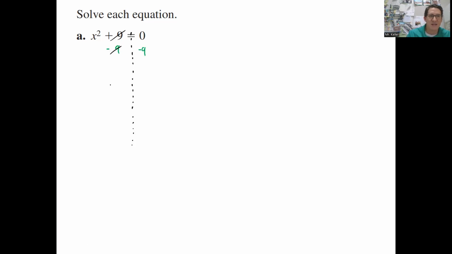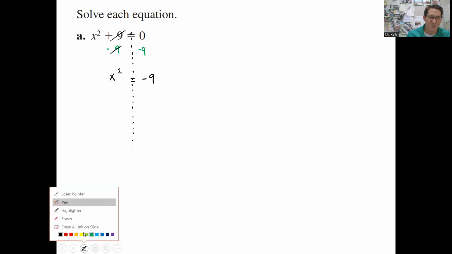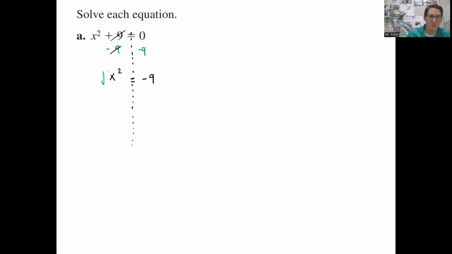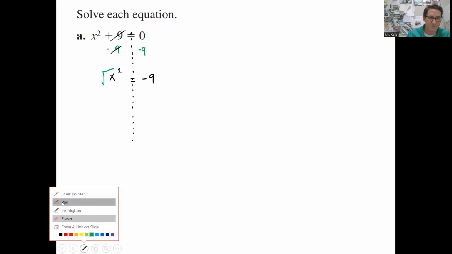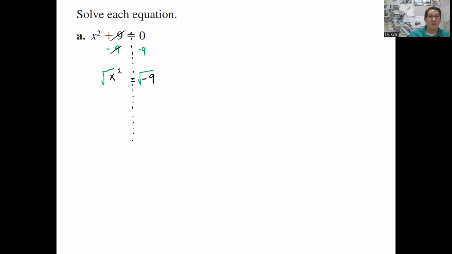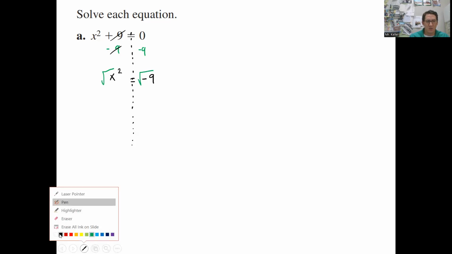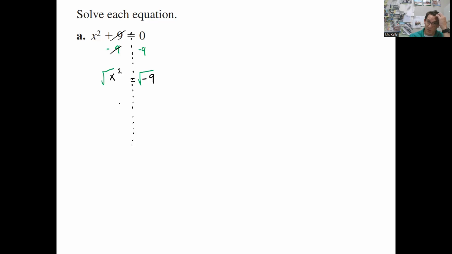Plus 9 minus 9 cancels out over here. So on the left side, we just have x squared is equal to 0 minus 9, which is negative 9. Here, I'm going to then take the square root of both sides. So the square root of x squared, the square root and the square just cancel each other out. So we just have x.